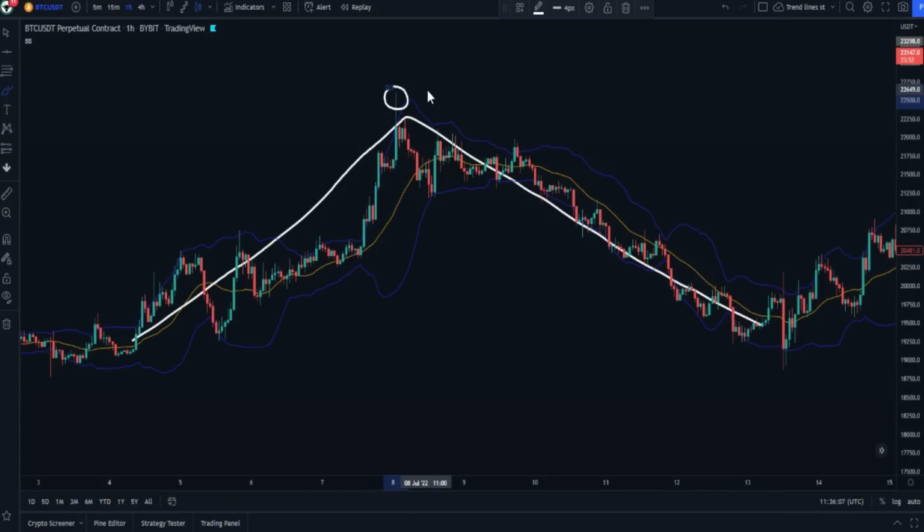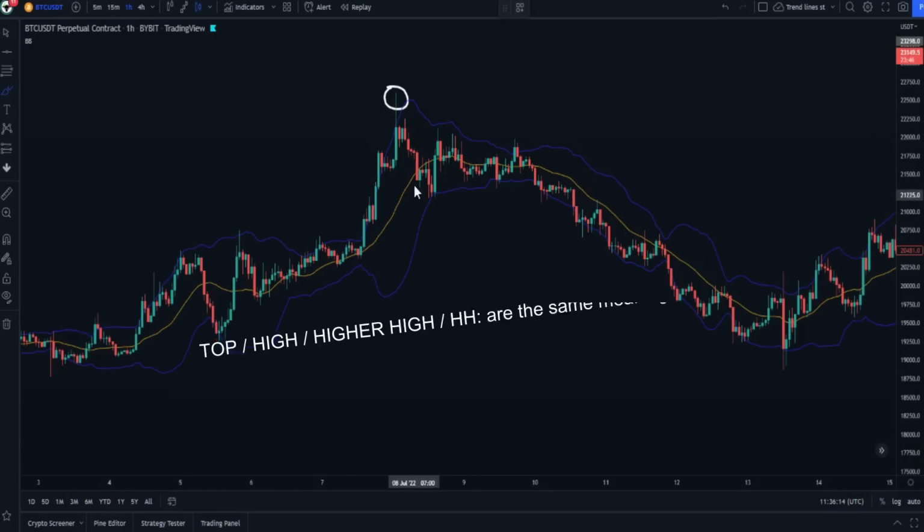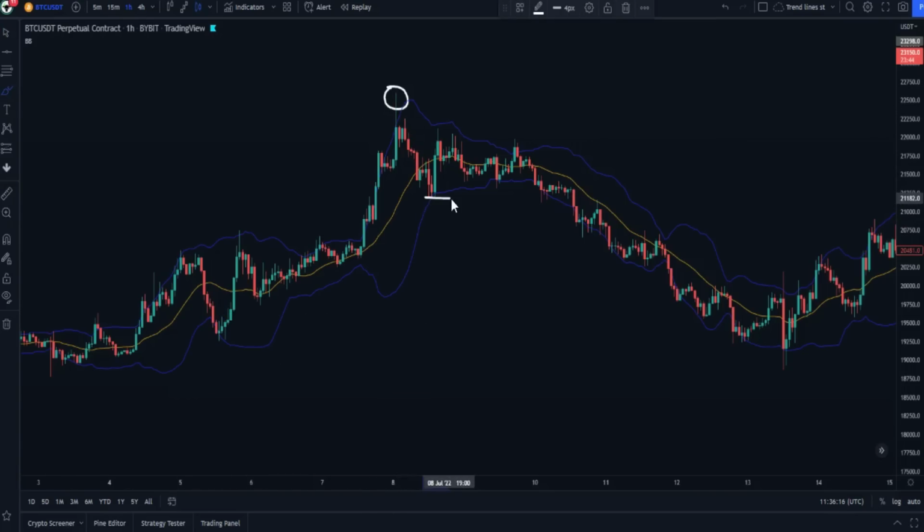Now let's check the other tops, and as we said, even two tops are enough to draw this kind of trend. I draw this small line here to show you that the first top came back down and touched the lower band. Well, let's mark the second top as well.